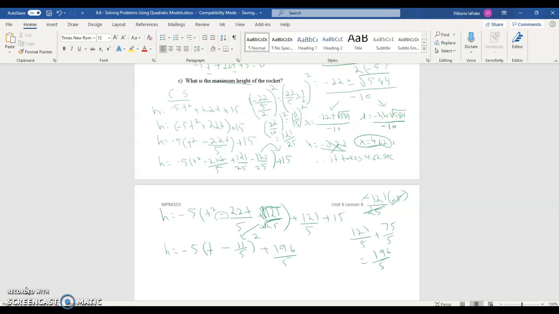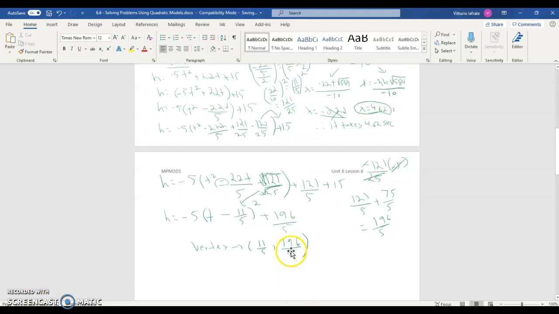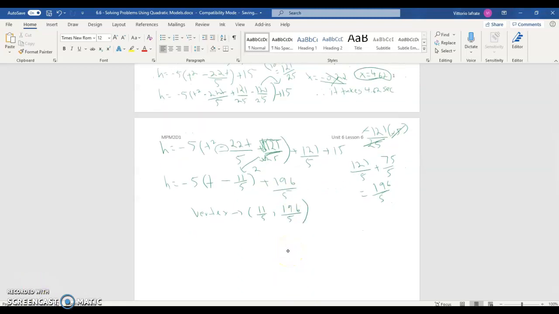And so what does this mean now? Well, we have our vertex value. Our vertex is going to be 11 over 5, 196 over 5. What we know is that our maximum will be reached at this time here, 11 over 5. 11 over 5, you know that that's 2.2 seconds. So this is 2.2 seconds.